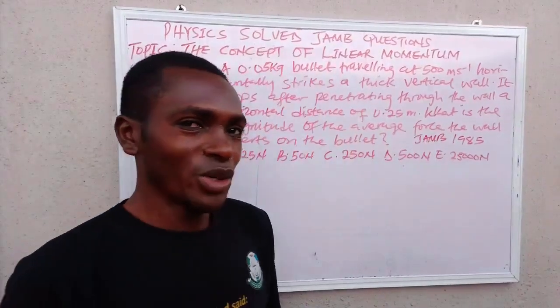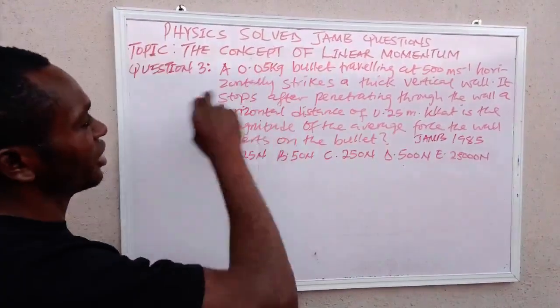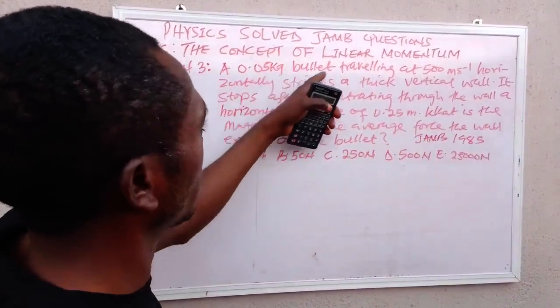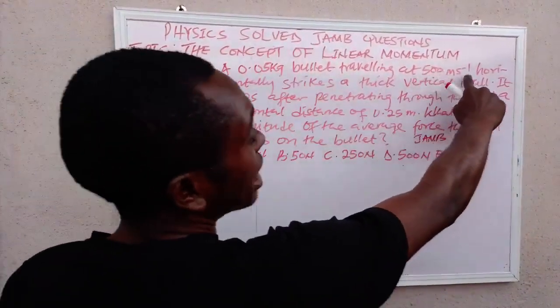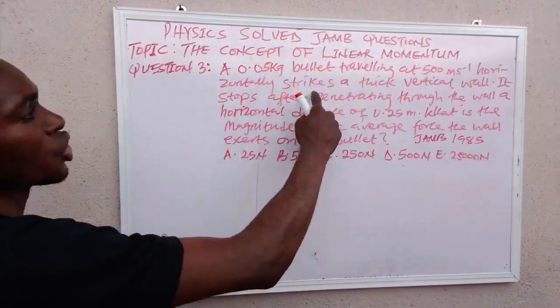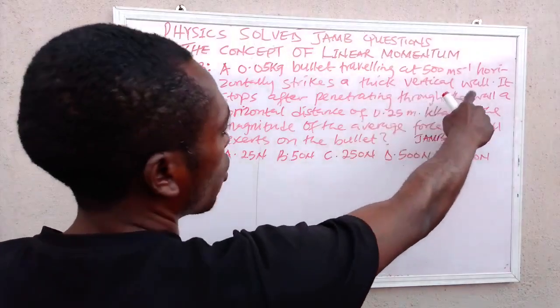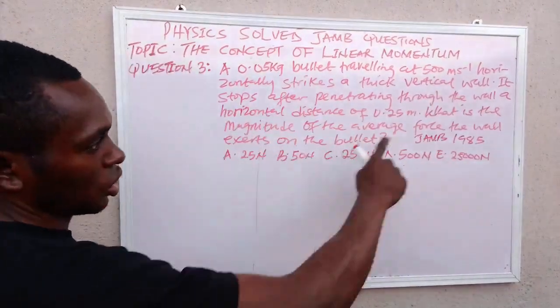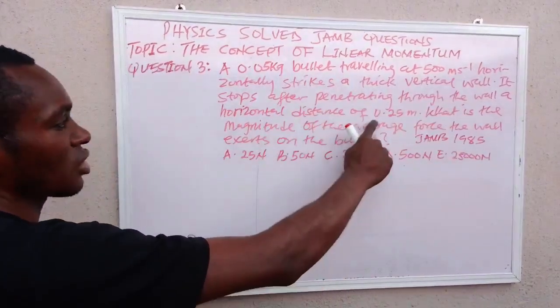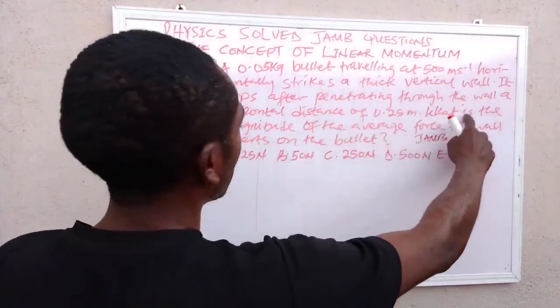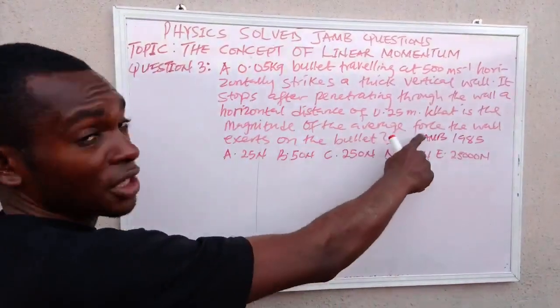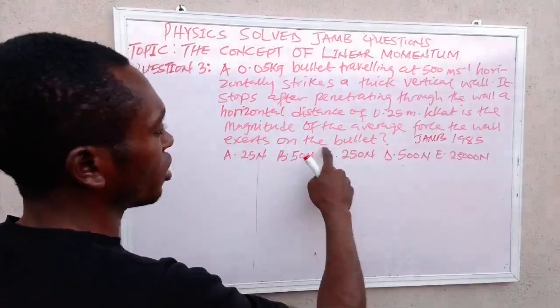Now let's look at this question. The question says that a 0.05 kilograms bullet traveling at 500 meters per second horizontally strikes a thick vertical wall. It stops after penetrating through the wall a horizontal distance of 0.25 meters. What is the magnitude of the average force the wall exerts on the bullet?